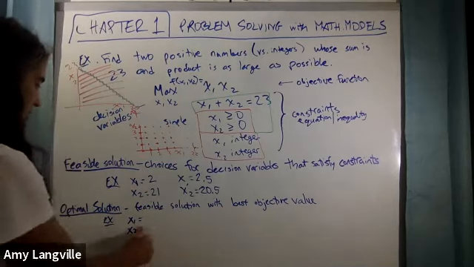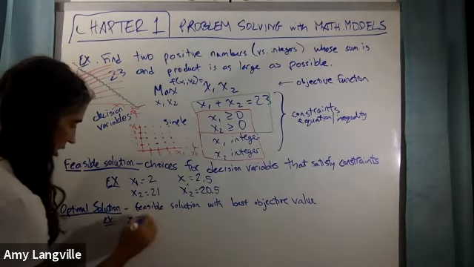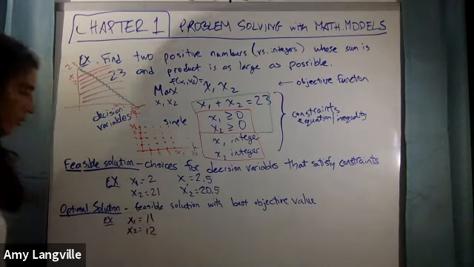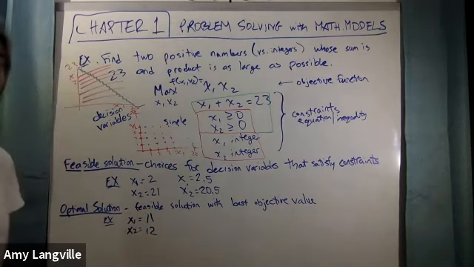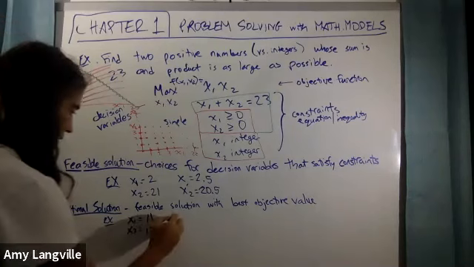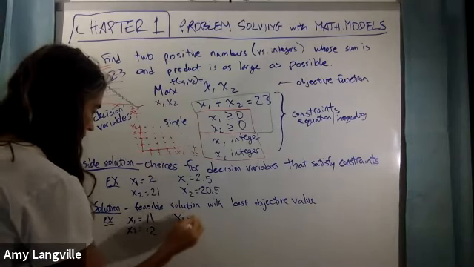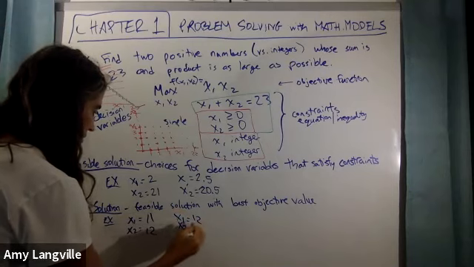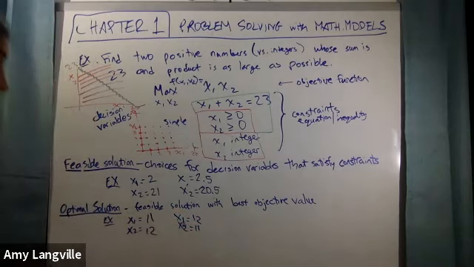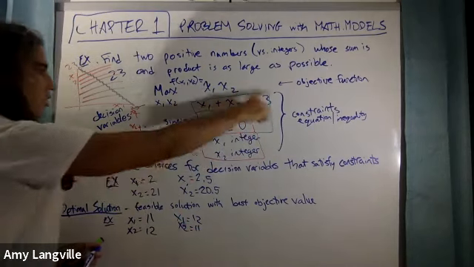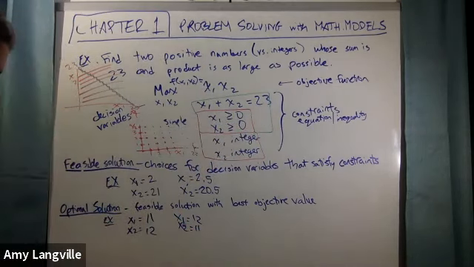We multiply these two things, 11 and 12. But that's not the only one. What's another one? Just flipping those. X1 equals 12, X2 equals 11. That was when we had the integer part. What if we were doing just the first 3 constraints in green?